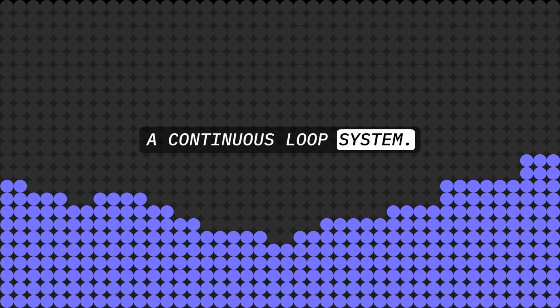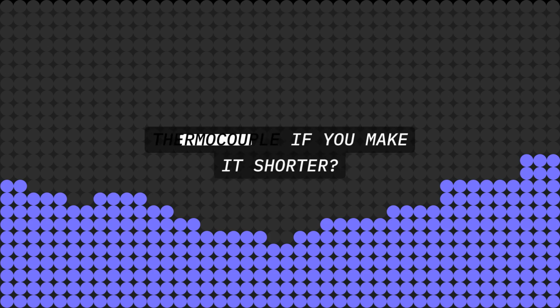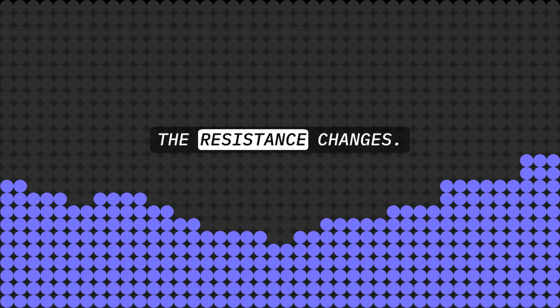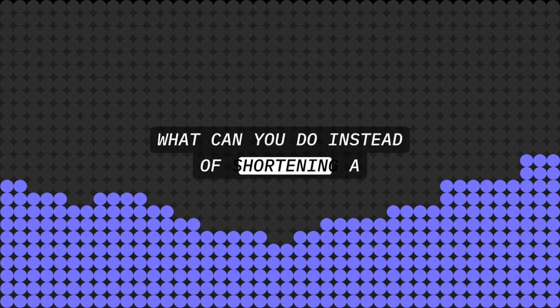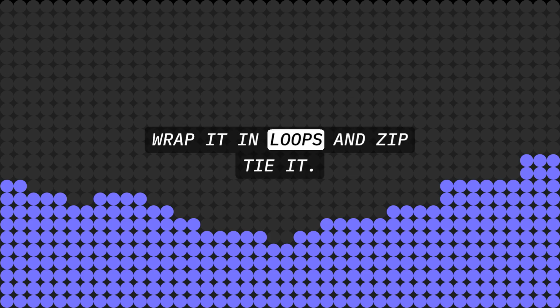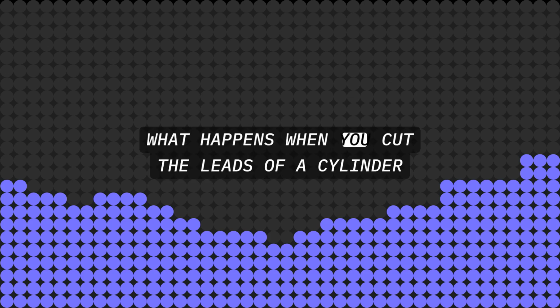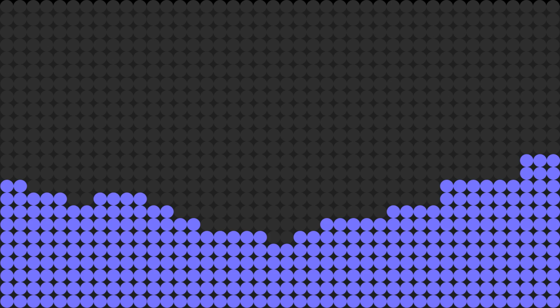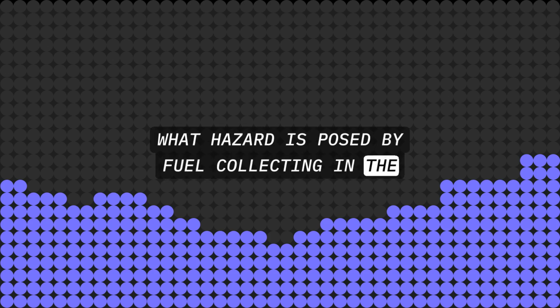A continuous loop system. What happens to the resistance of a thermocouple if you make it shorter? The resistance changes. What can you do instead of shortening a thermocouple? Wrap it in loops and zip tie it. What happens when you cut the leads of a cylinder head temp probe shorter? Resistance changes.